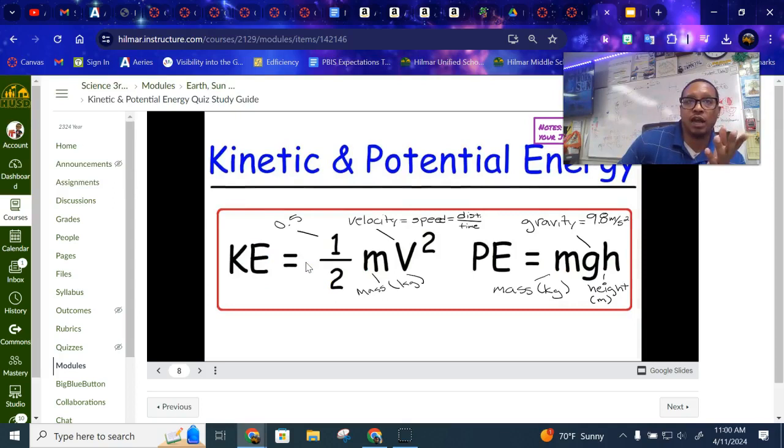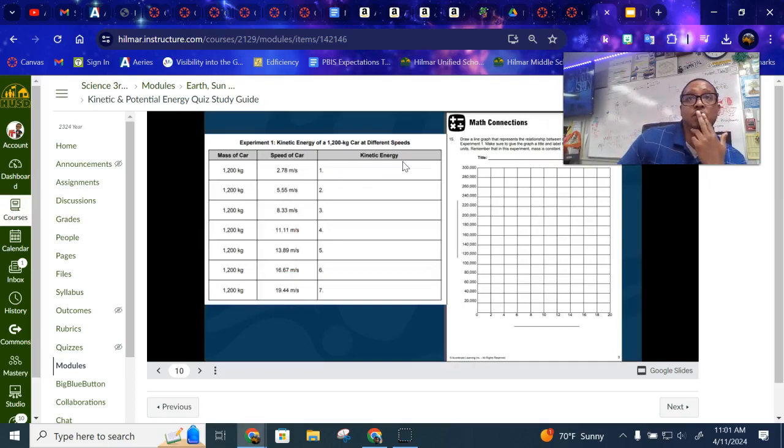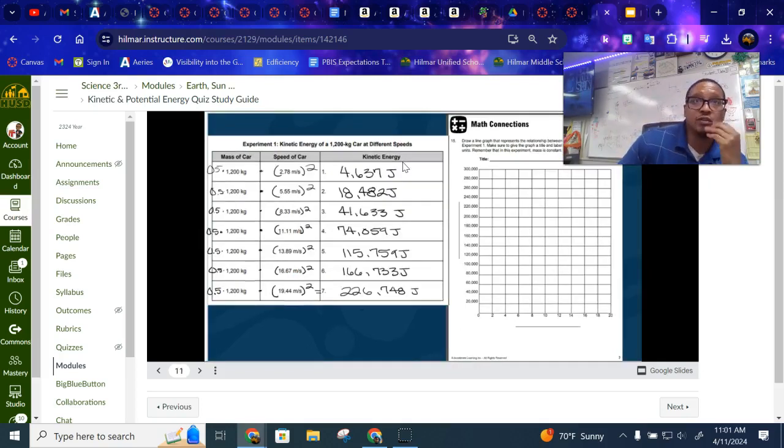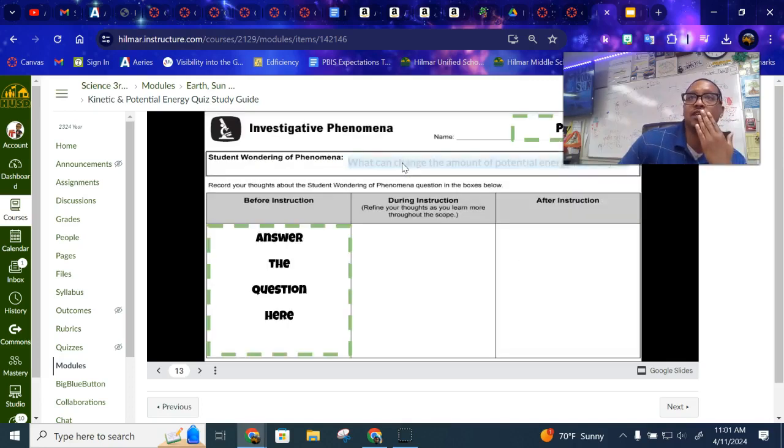Can you also calculate using kinetic energy or potential energy? Can you calculate kinetic or potential energy? Also, can you calculate speed? Can you tell us that velocity is equal to speed and speed is equal to distance divided by time? Could you calculate speed if we needed you to do that? Okay, cool. So again, can you calculate kinetic energy? Can you calculate potential energy? These 2 worksheets, we worked on that kind of extensively.